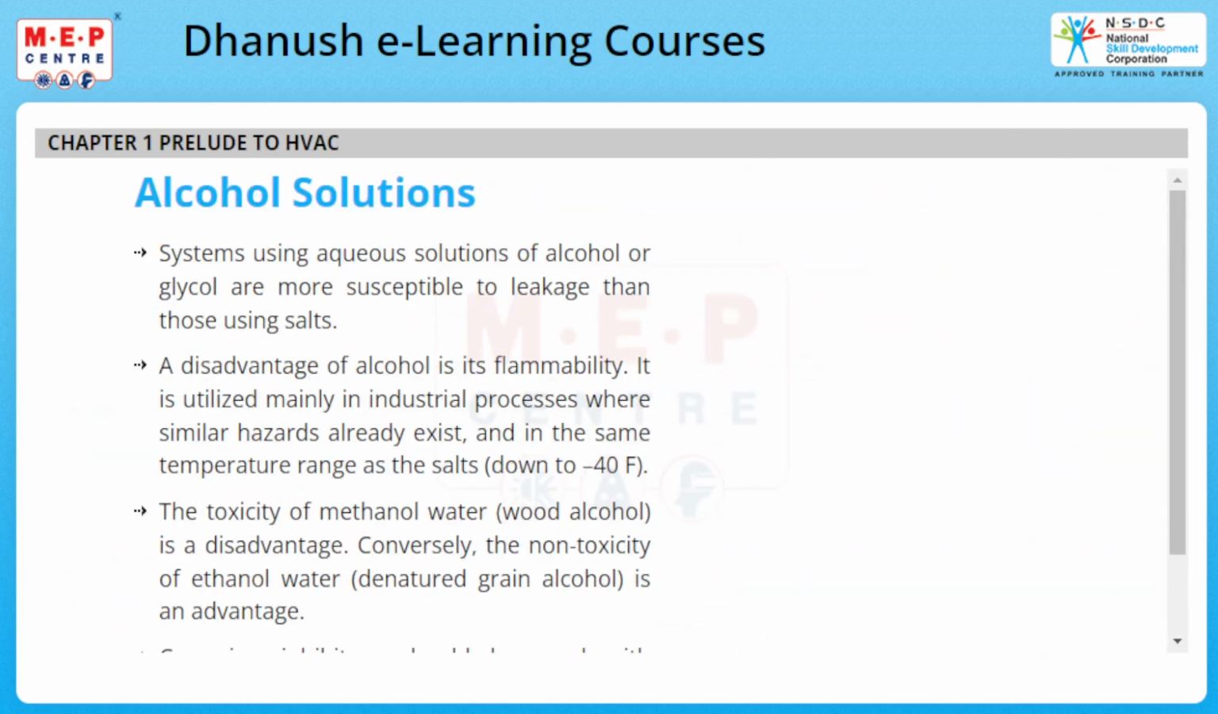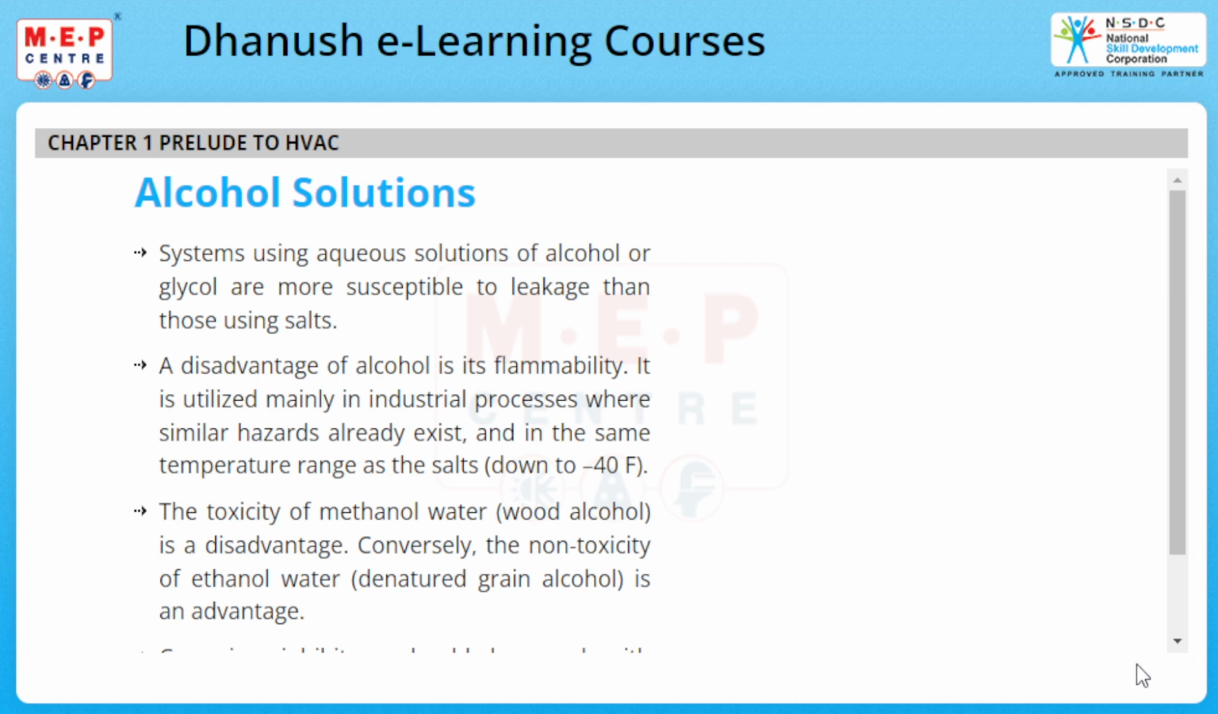Systems using aqueous solutions of alcohol or glycol are more susceptible to leakage than those using salts. A disadvantage of alcohol is its flammability. It is utilized mainly in industrial processes where similar hazards already exist and in the same temperature range as the salts, down to -40 Fahrenheit.